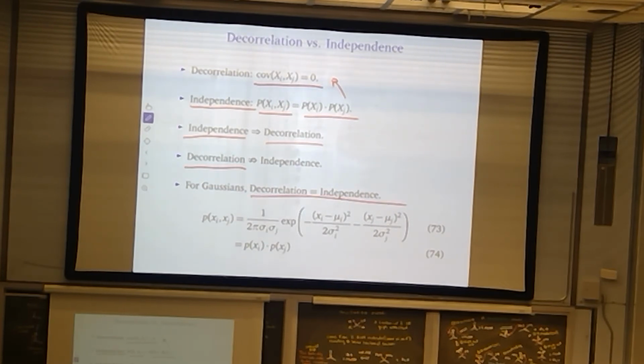And you can see that if all the covariances are 0, the form of this in the 2D case is just that, and the PDF can be decomposed as a product of the 1D PDFs.